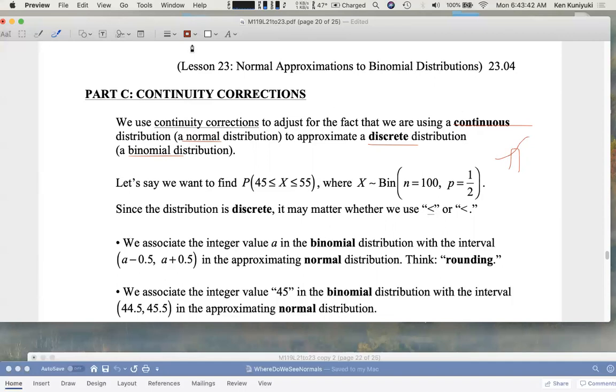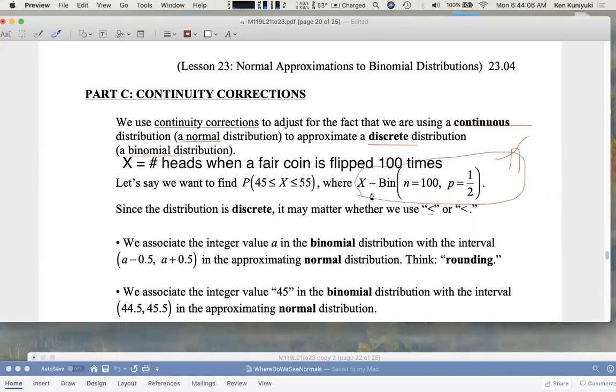So for example, let's say that we let X be the number of heads when a fair coin is flipped 100 times. X will then have this corresponding binomial distribution, where n equals 100, the number of flips or trials, and p equals 1/2, the probability of heads is 1/2, by definition of a fair coin.